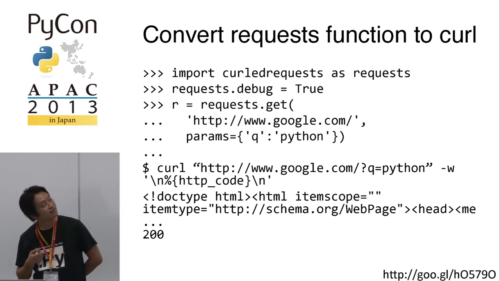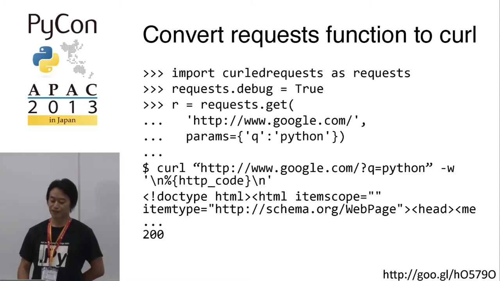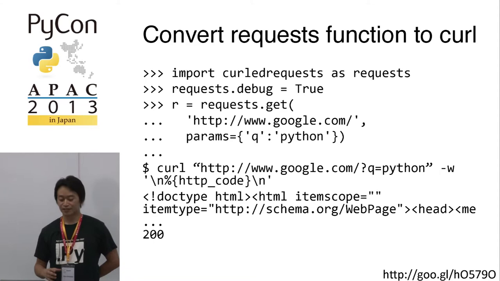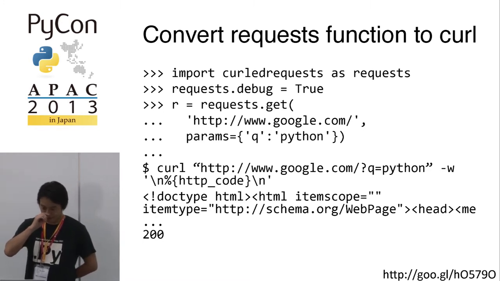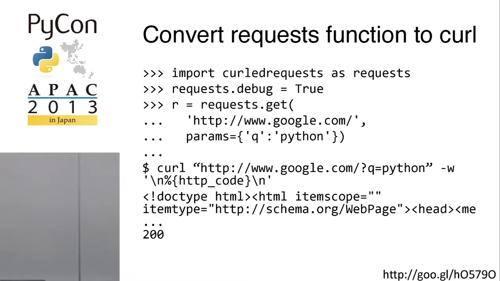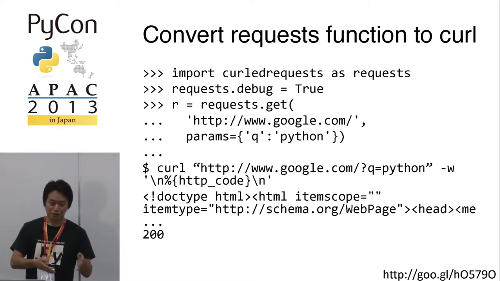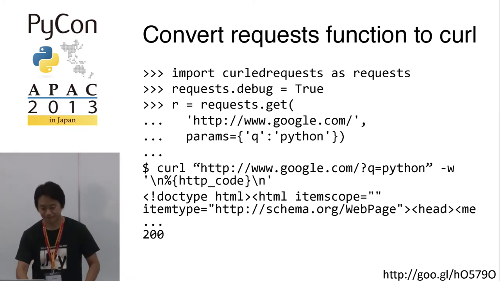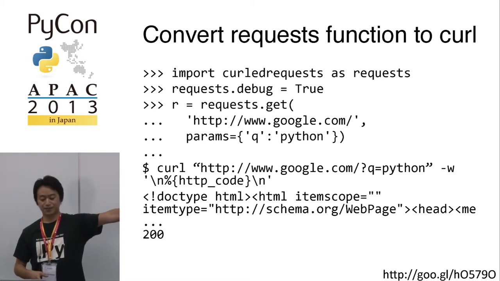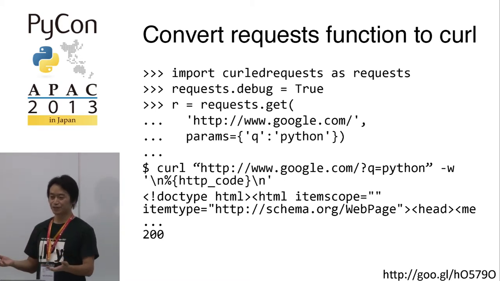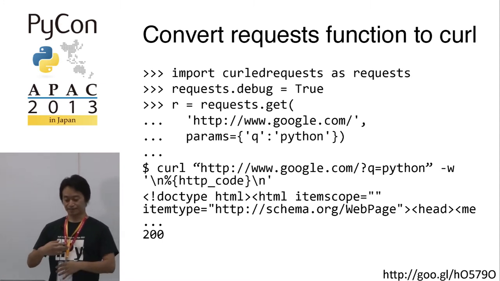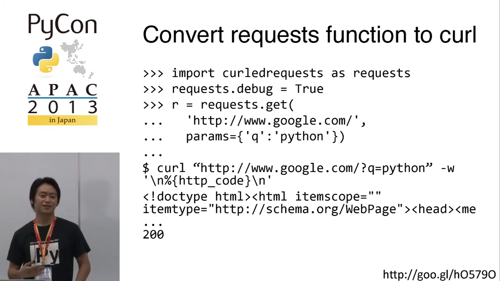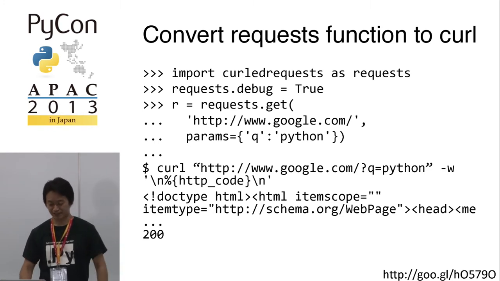Import curl the requests as requests, put a debug flag, and call the request get method as usual. Then my library prints out like this. So I write my test code in Python and it outputs a curl command and result. I copy and paste those outputs and tell them, hey, this is how to reproduce your problem, please fix it. This way I can increase my productivity, and also communication productivity.